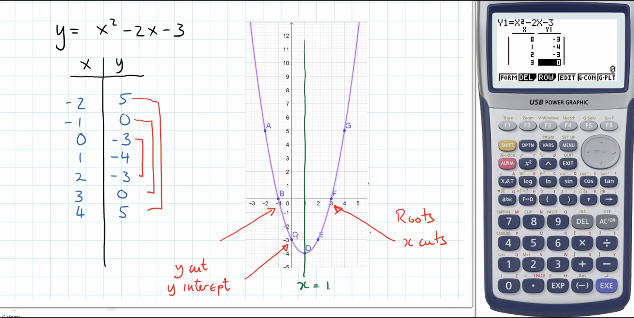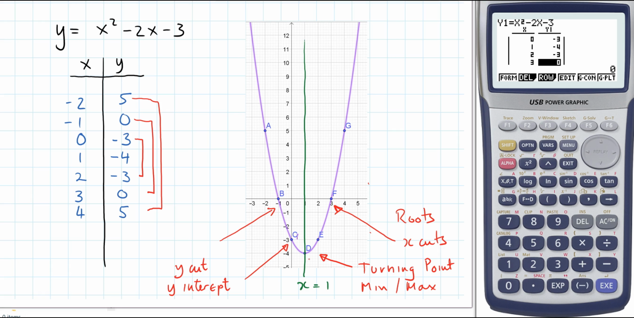This point that we have down the bottom over here, the point at D, is an important point because that's our turning point. Sometimes it'll be called the maximum point or the minimum point. In this graph, it's going to be called the minimum because it's the lowest value that the graph reaches. But if the graph was the other way around, then it would be the maximum point.